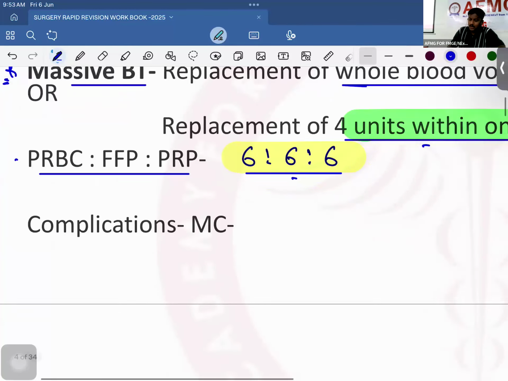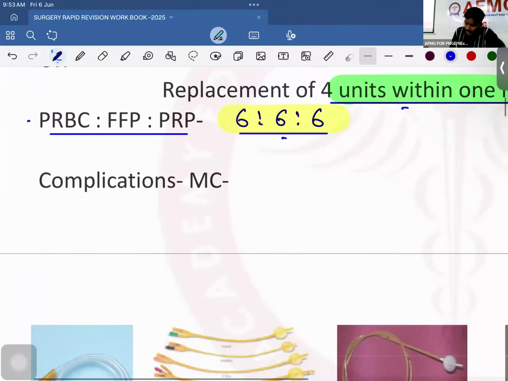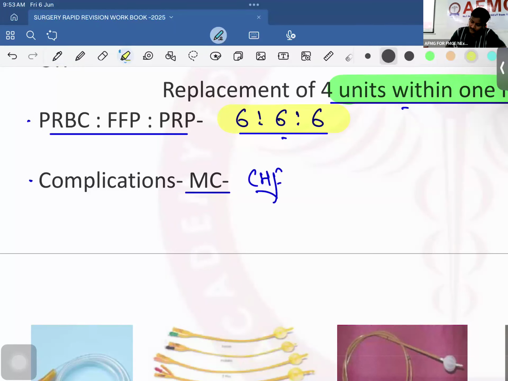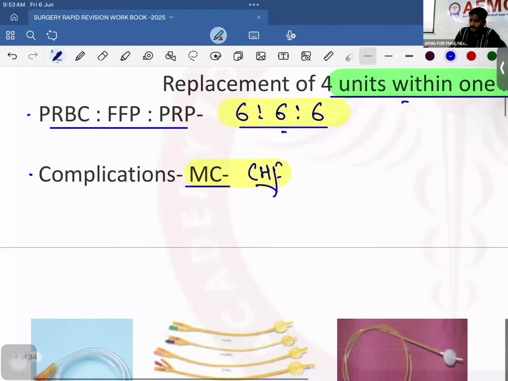That is important. Now, after a massive BT, what is going to be the most common complication? Very good. If a massive blood transfusion is given in an elderly patient or an anemic patient where the heart is weaker, obviously that patient is going to develop CHF. That is nothing else but congestive heart failure. That is what is important to remember.